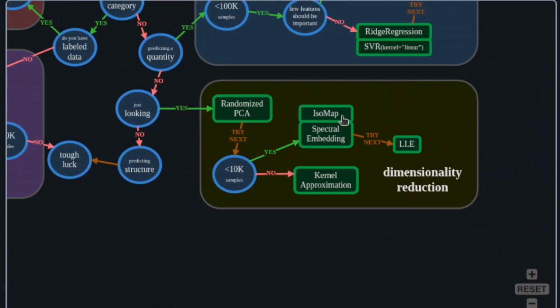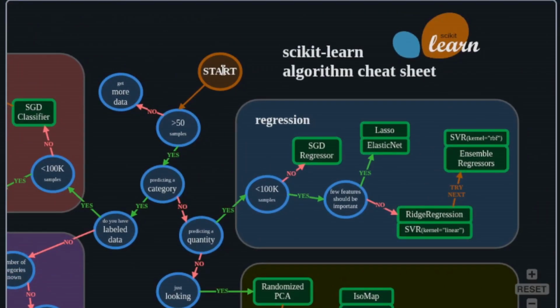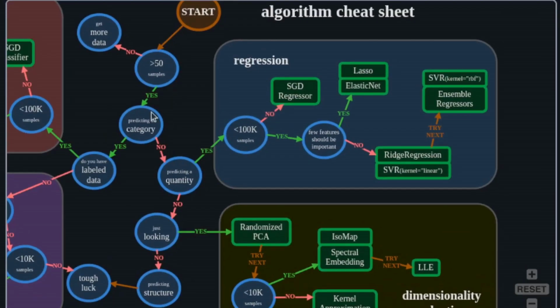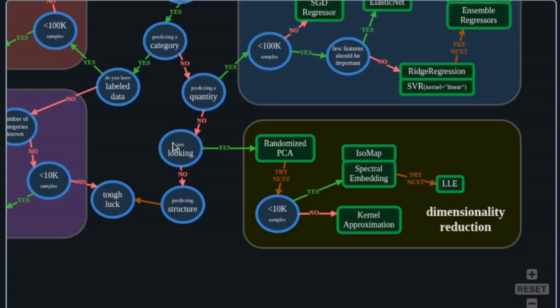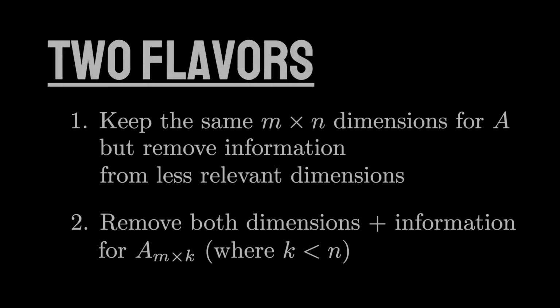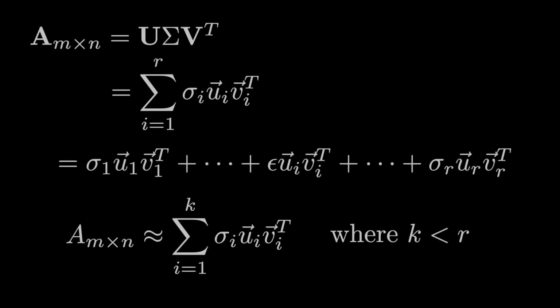And so if we follow this, let's start from the beginning, and we've got more than 50 samples, great. Are we predicting a category? No. Are we predicting a quantity? No. We're just looking at our data. Then we move into dimensionality reduction. And so this is a way for you to kind of explore a data set, figure out what matters, figure out what doesn't, and you can go on from there. But folks, that's the basic general idea behind dimensionality reduction, or the linear algebra behind dimensionality reduction, I should say. And it's really all just powered with the singular value decomposition.